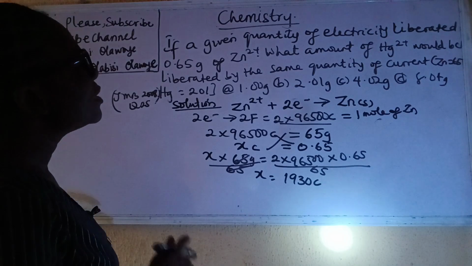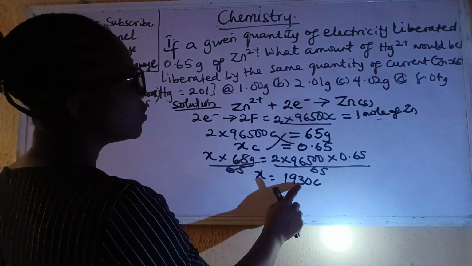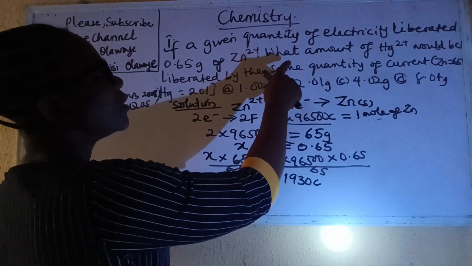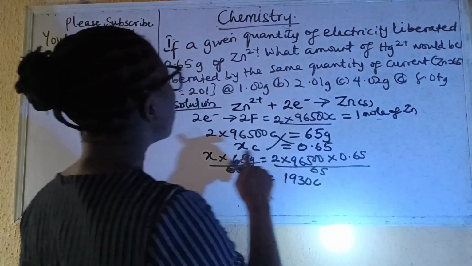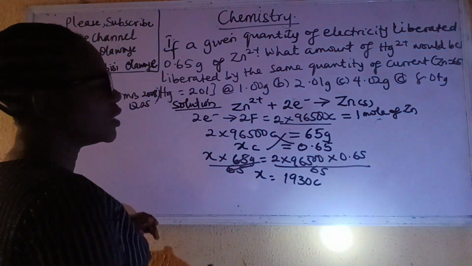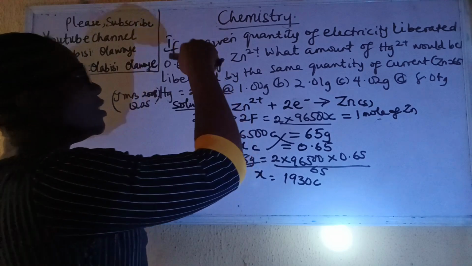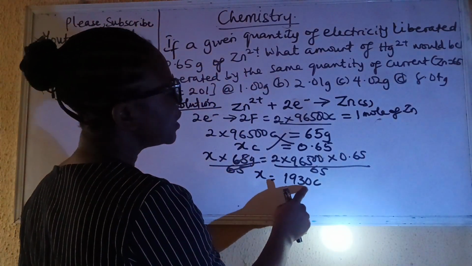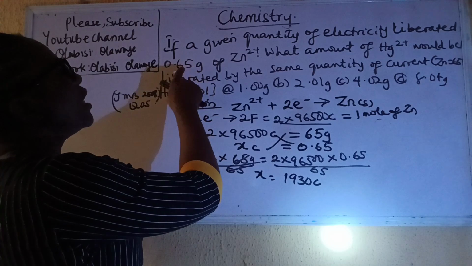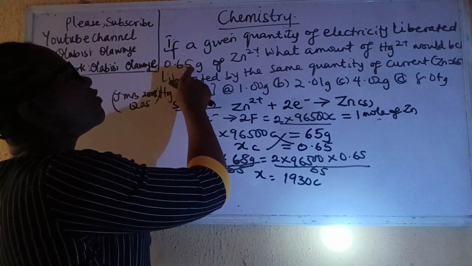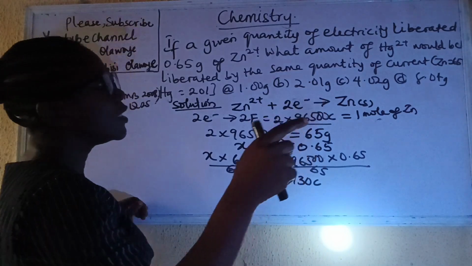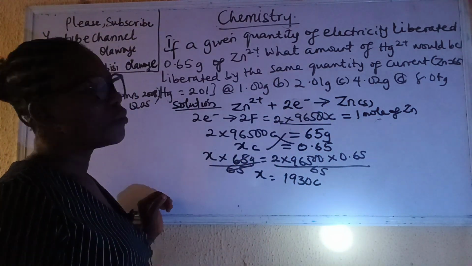So from here now, it means that it requires 1,930 coulombs to also liberate mercury, because they are asking us what amount of mercury would be liberated by the same quantity of current that discharges 0.65 gram of zinc. So 1,930 coulombs of electricity liberates or produces 0.65 gram of zinc. We will now use the same quantity to calculate what mass of mercury will be produced.